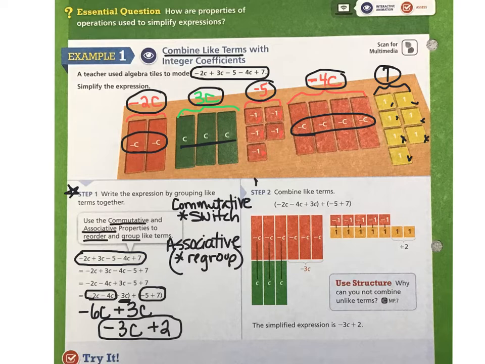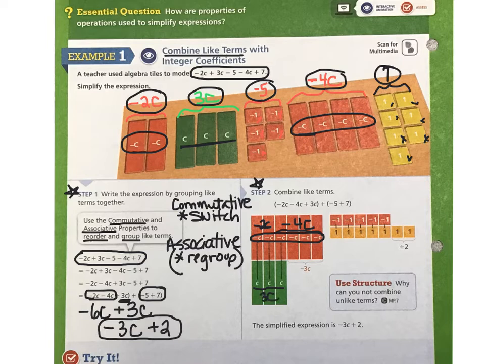In step 2, you'll notice that they have continued with the algebra tiles to show you how to put the terms together. So here are all of the C terms. Okay, so we have 2 of them, negative 2C, and then here we have negative 4C. Okay, that's this part right here. And then we have our positive 3C.